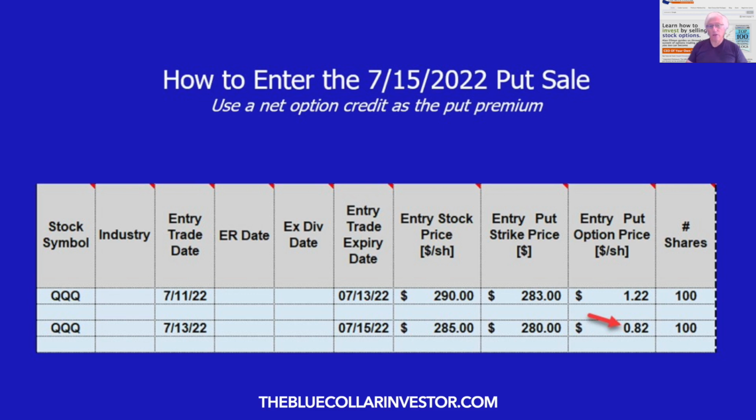Now, the premium, this is the tricky part. The premium is the net credit from the sell to open of that new strike of 280, which was $2.32, minus the cost to close of the original 283 strike, which was $1.50. So if you subtract $1.50 from $2.32, you have a net credit of 82 cents where you see the arrow. And that's how you enter it.